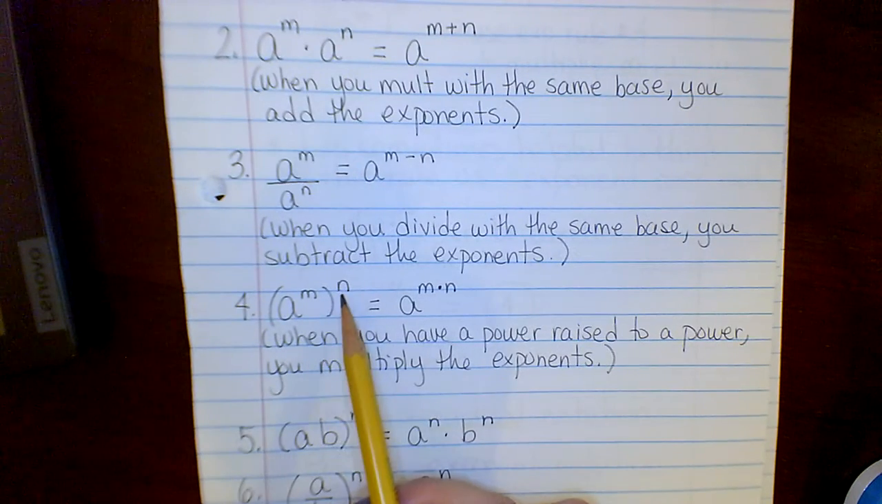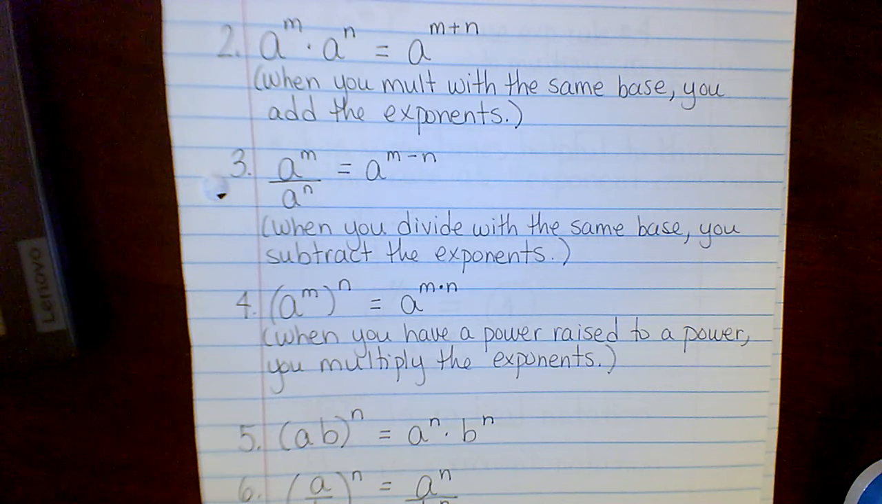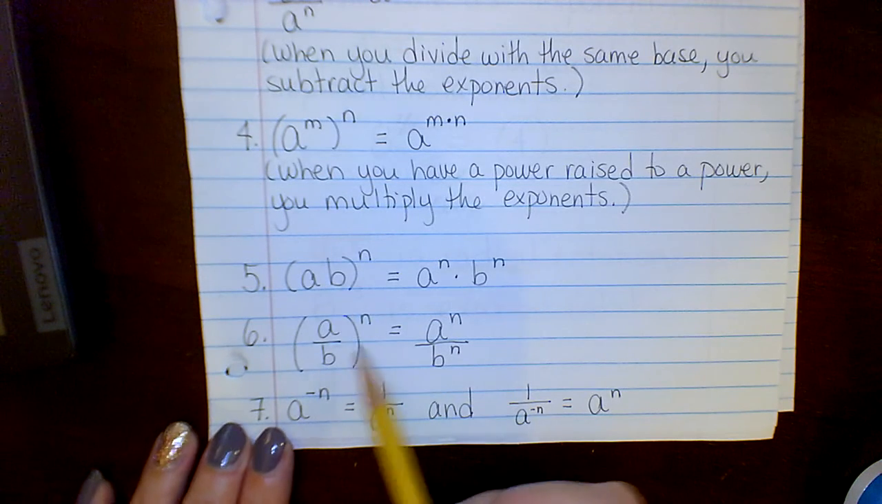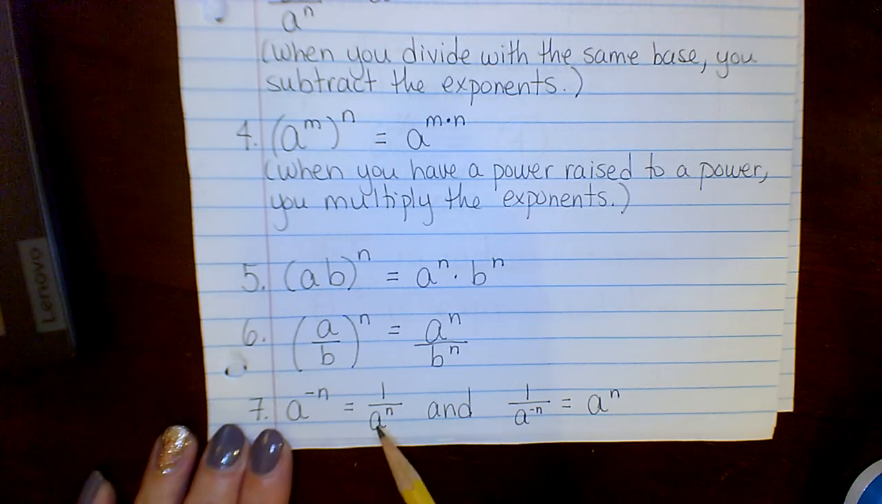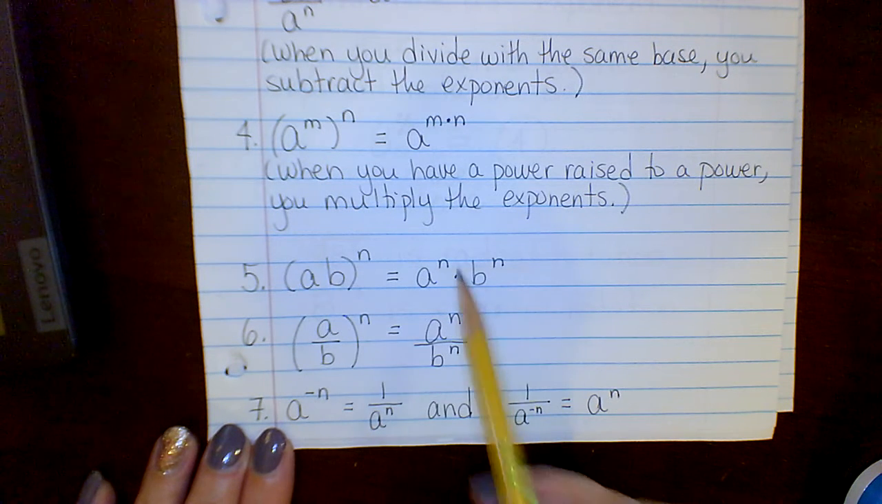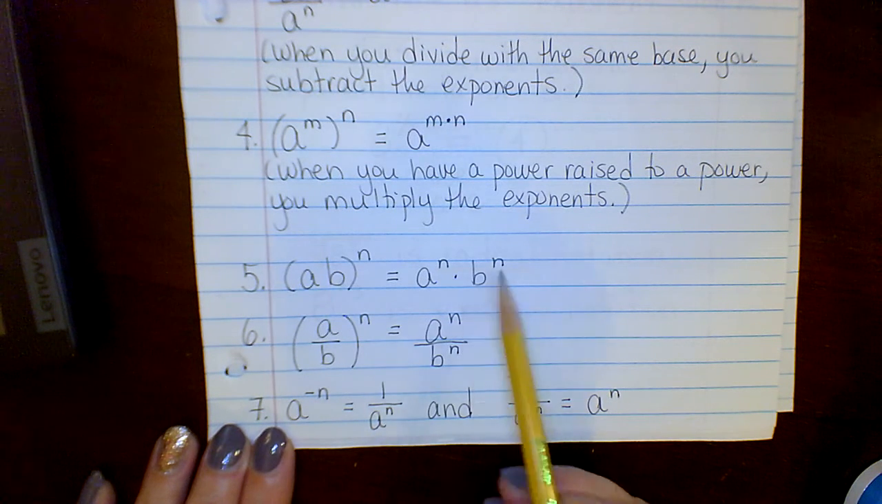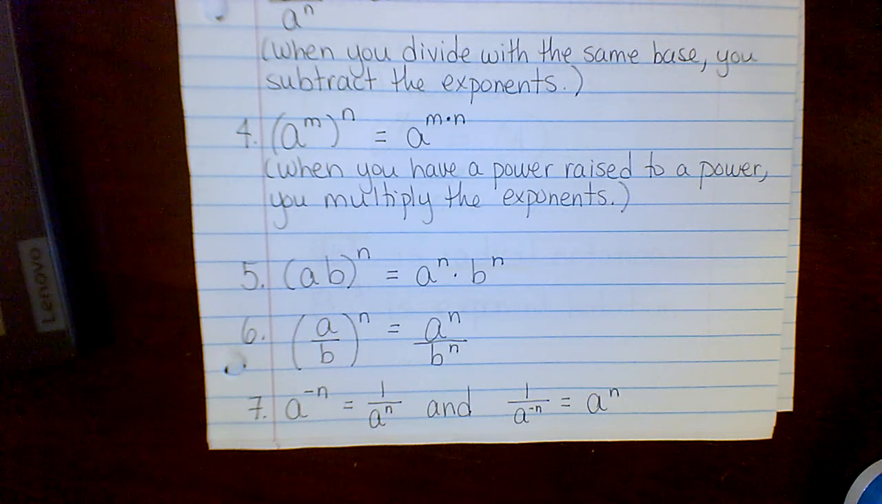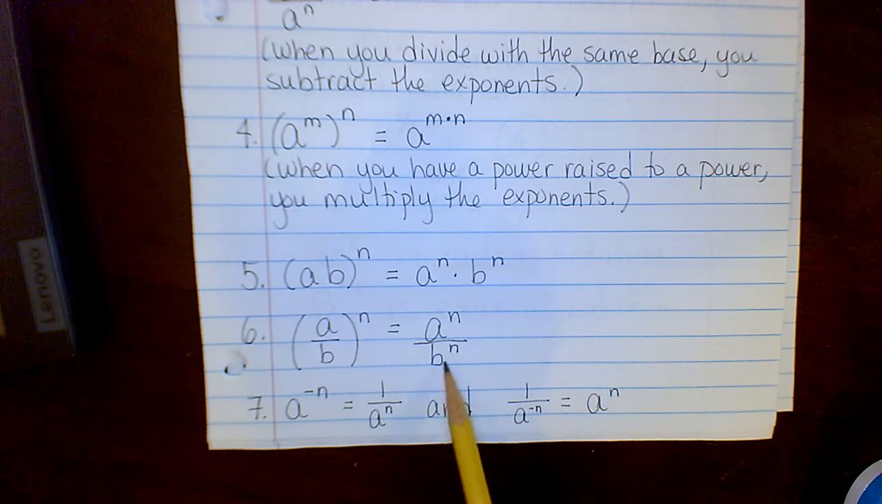Whenever you have a power raised to a power, you multiply the exponents. And then this kind of distributive, almost looking rule here says that the product raised to a power is the same thing as the product of those powers. And same thing with division here.